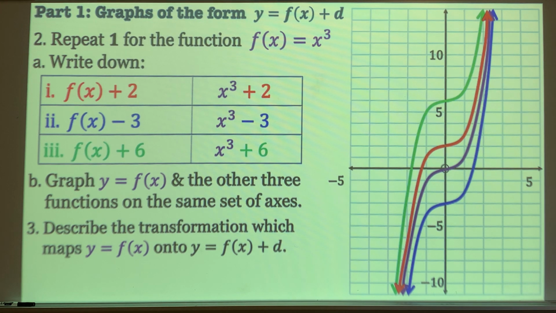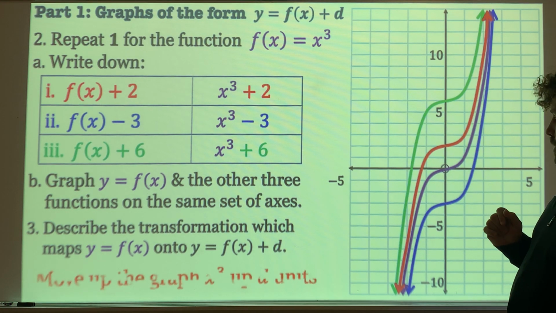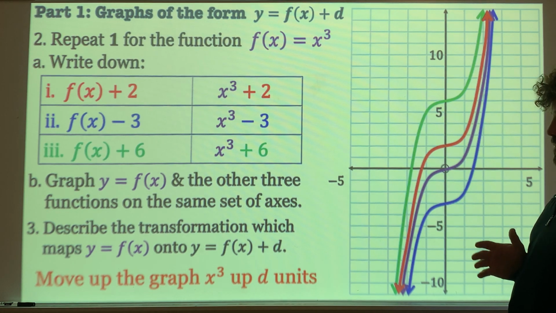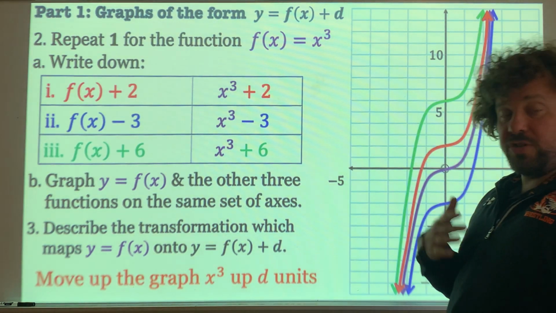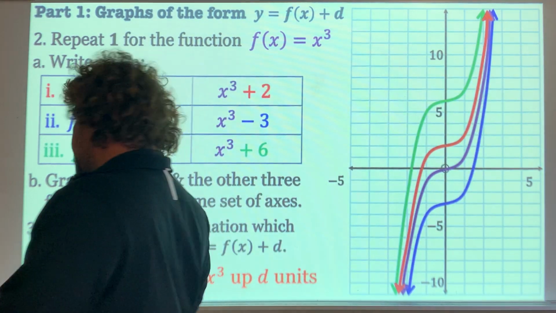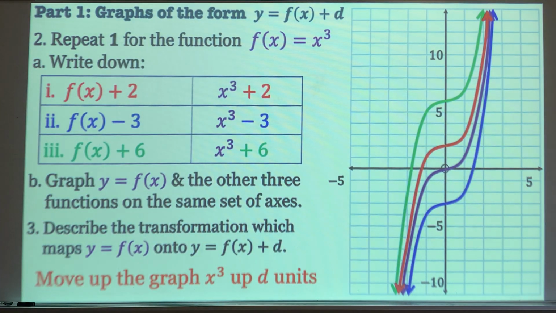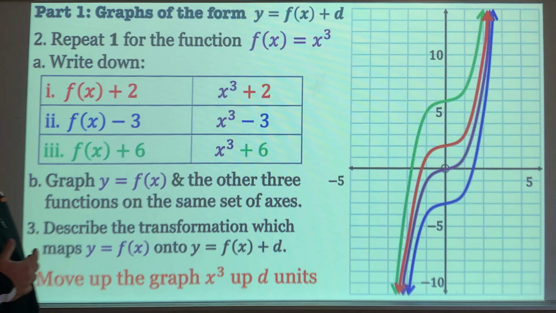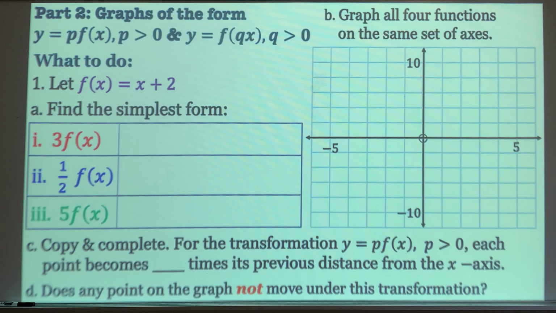What kind of transformation is this? Well, you're moving the graph up d units from x cubed. So this is actually called a translation. Okay, and that's moving up or down. That's pretty easy, isn't it? Now, let me put this up there for a second, get out of your way. There you go. Next step.